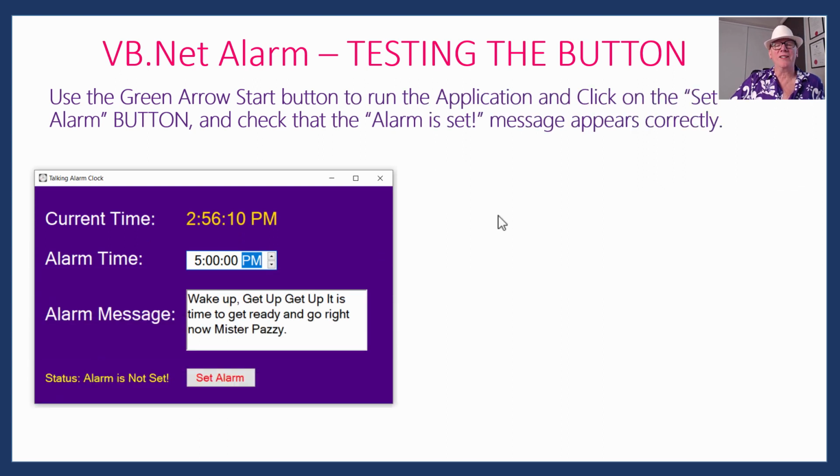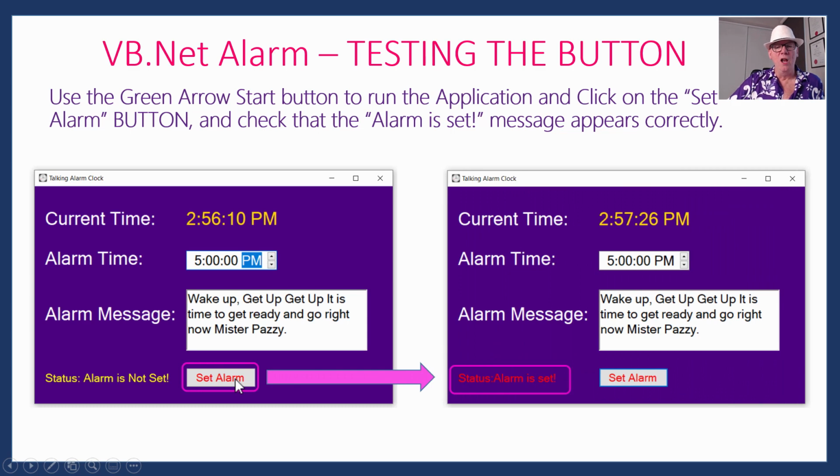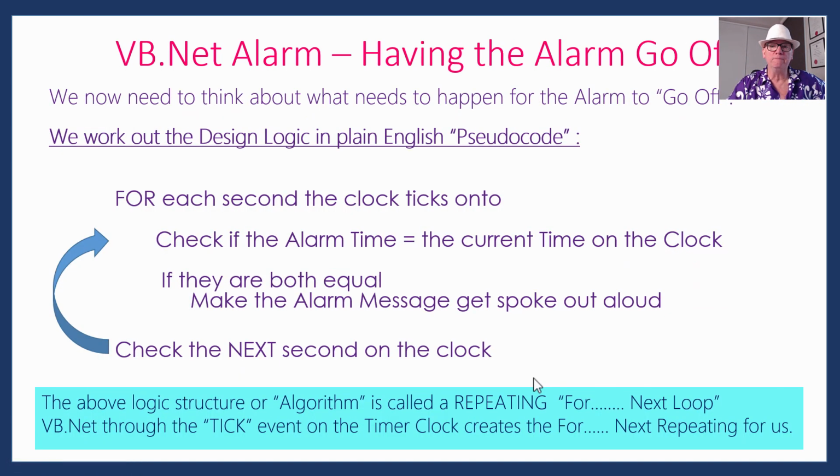All right, so now we need to test that. We just did some code, so let's do the testing. So it's code a little bit, test a little bit, code a little bit, test a little bit, all right? So just click on the green start button, run your program, click the set alarm. Now it'll start off that it's yellow, status alarm is not set. So when we click this from that coding we just did, we're expecting that that will turn red and have a different message saying the alarm is set, okay? So make sure that that is working. When you click that button, the yellow changes to red and so does the text.